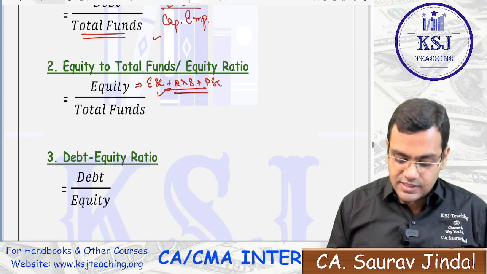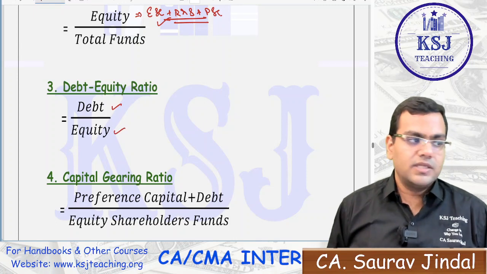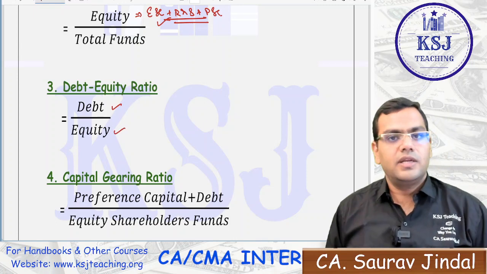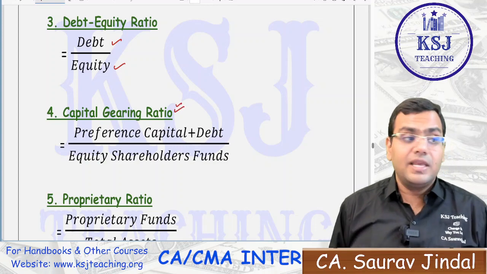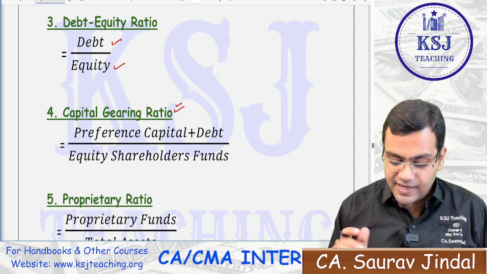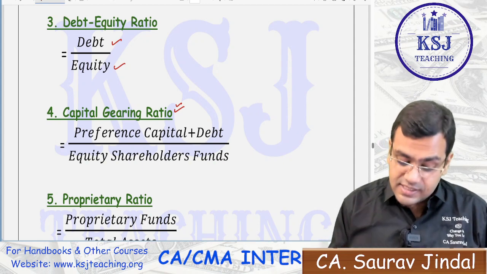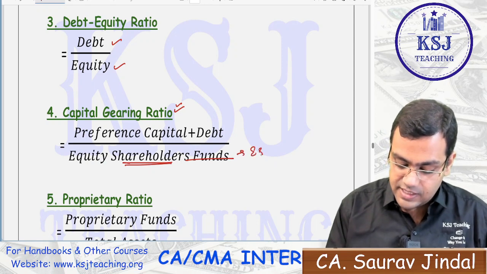Clear? Next is the debt equity ratio, that is debt divided by equity. What is the ratio of debt to the ratio of equity, right? Then capital gearing ratio. Capital gearing ratio is preference share capital plus debt divided by, not equity, but equity shareholders' funds, that is equity share capital.